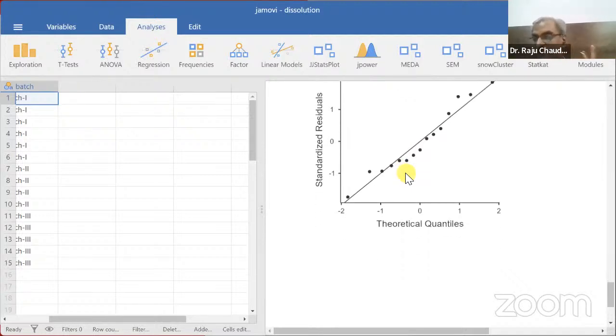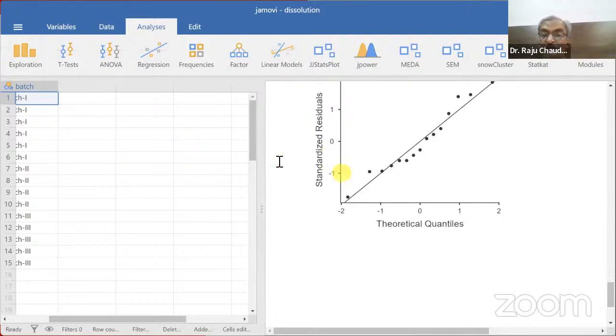The equality of variance assumption is satisfied. The normality of the data assumption is satisfied. So now we can go for the parametric analysis of variance technique, because the data is normal.